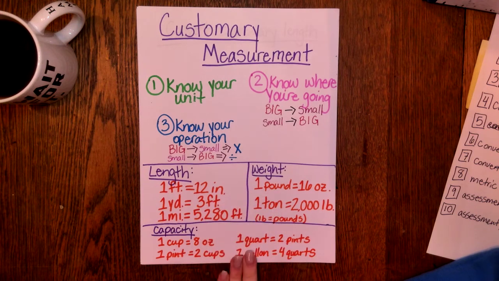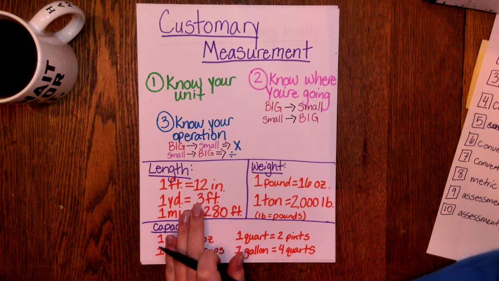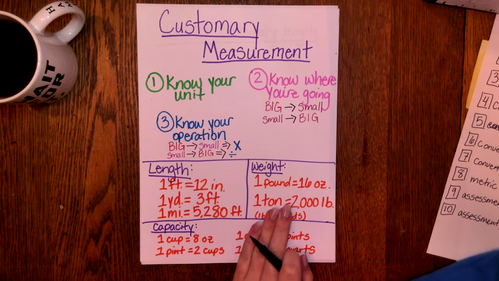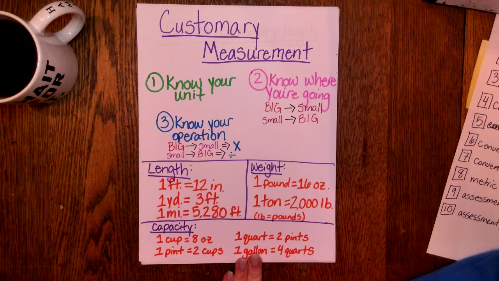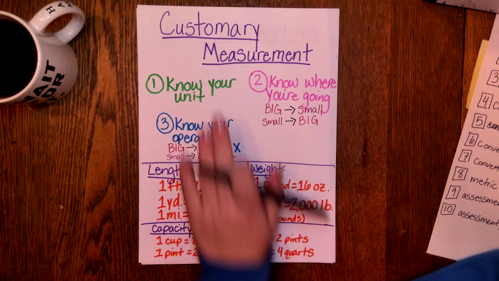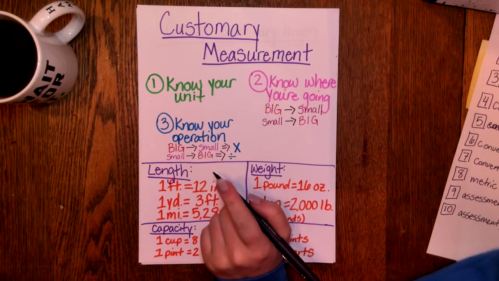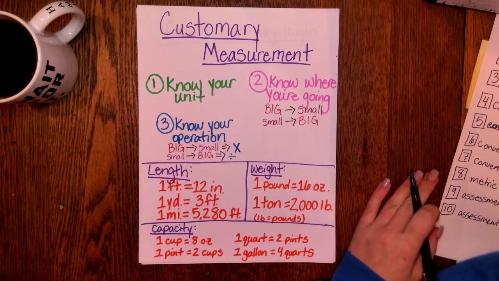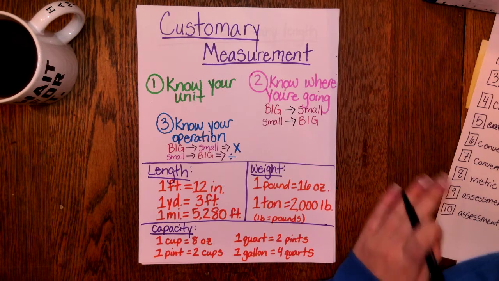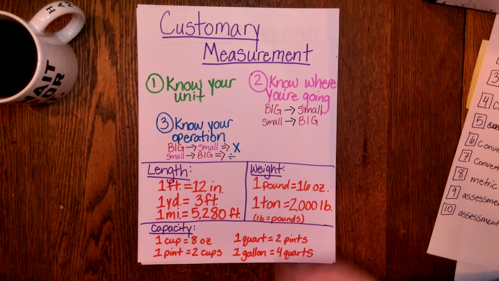There are different parts to customary measurement. We can use units of length, we can use units of weight, and we can use units of capacity. Knowing what unit you want to use is the first step. Once you know what unit, then you can get to work on other things. So we're going to begin with units of length.